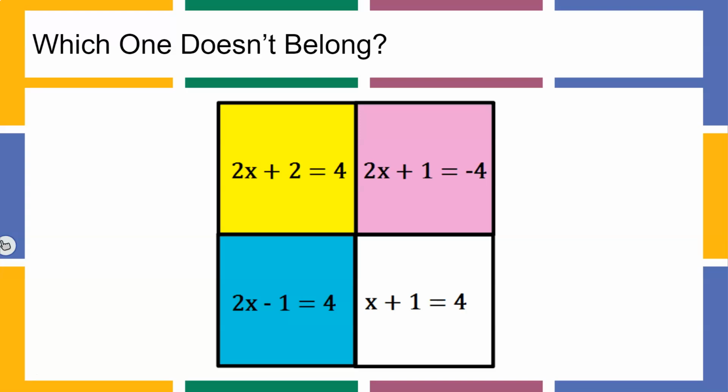Nathan? Purple one because the X values are weird compared to the other ones. You said the X values, I didn't hear the last part. It's weird. Weird, how so? Because the X value has to be negative for that to work. Oh, like if you're actually solving it? Yeah. Okay, so if we actually solved it, which we could do really quickly.